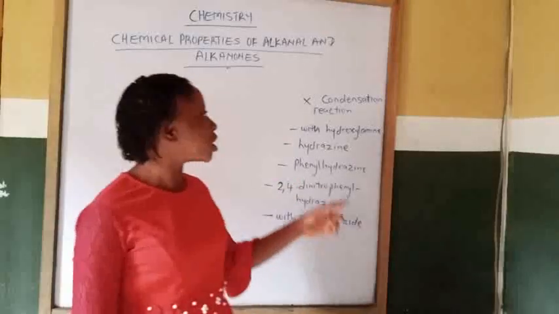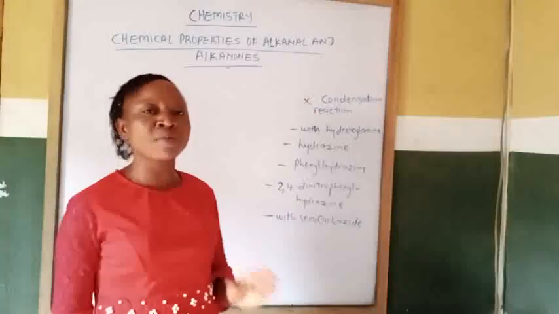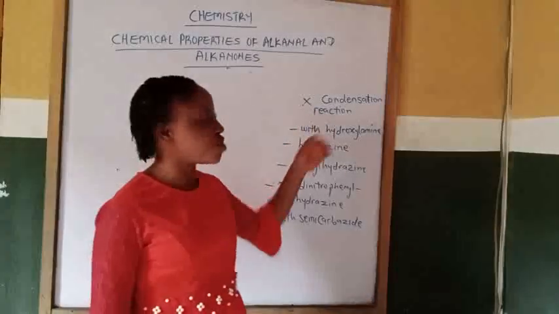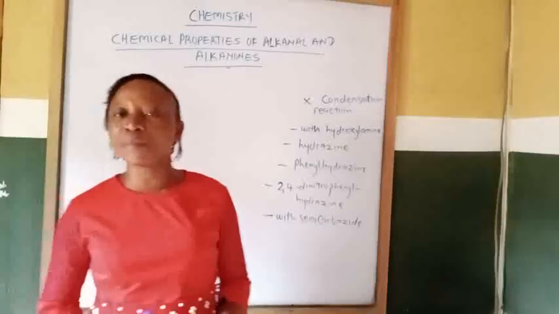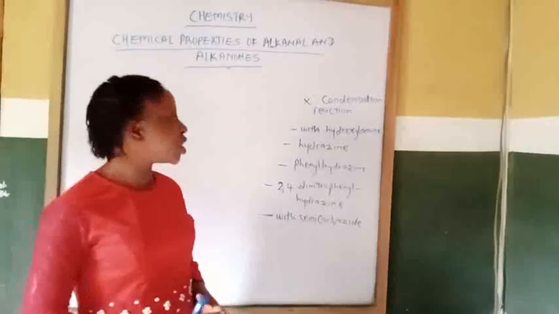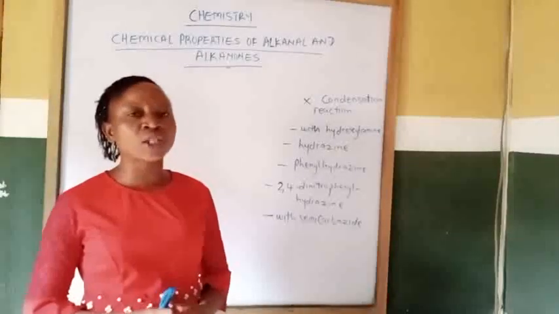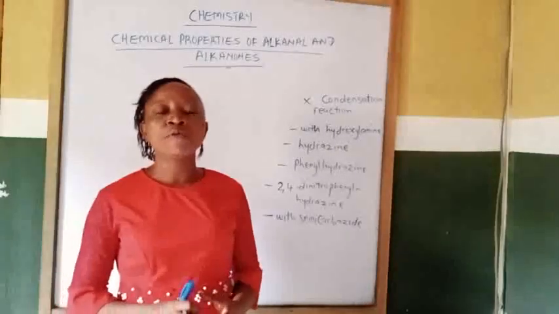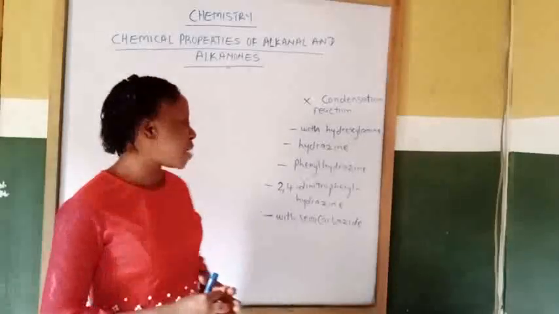So today we are going to talk about condensation reaction. We have 5 sub-reactions under this condensation reaction. Number 1 is reaction with hydroxylamine. Number 2 is reaction with hydrazine. Number 3 is reaction with phenylhydrazine. Number 4 is reaction with 2,4-dinitrophenylhydrazine. And the last one is reaction with semicarbazide.